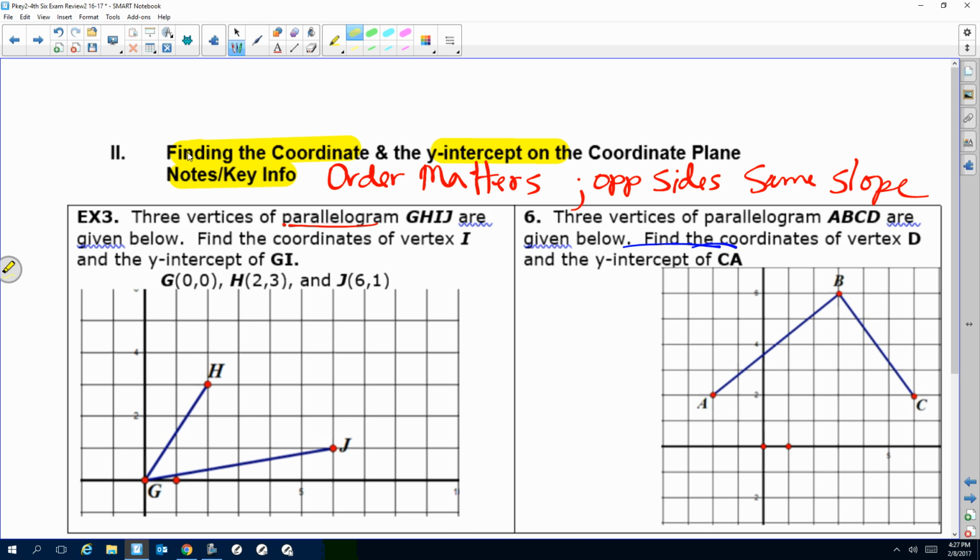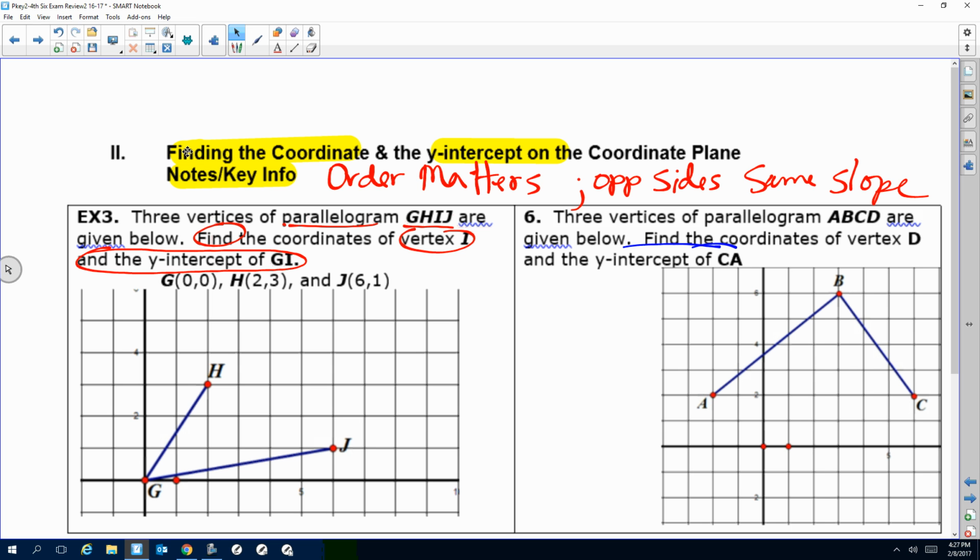And then opposite sides have the same slope because we're dealing with a parallelogram. That's why I underlined the word parallelogram. GHIJ is important. And then it says find vertex I and the y-intercept of GI. I'm going to circle what they're asking us to do, what the question is.